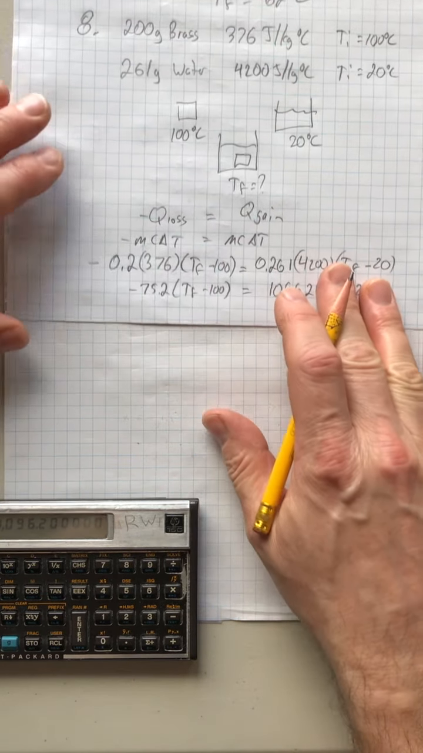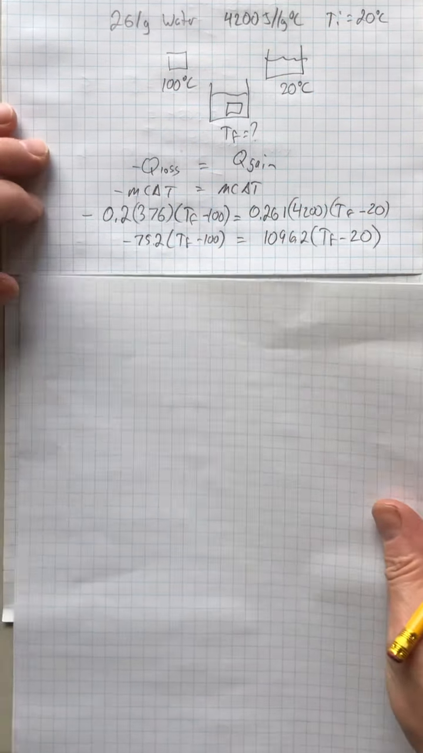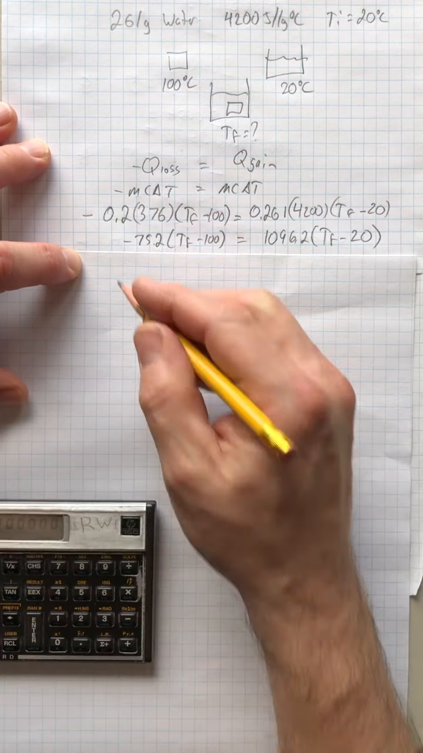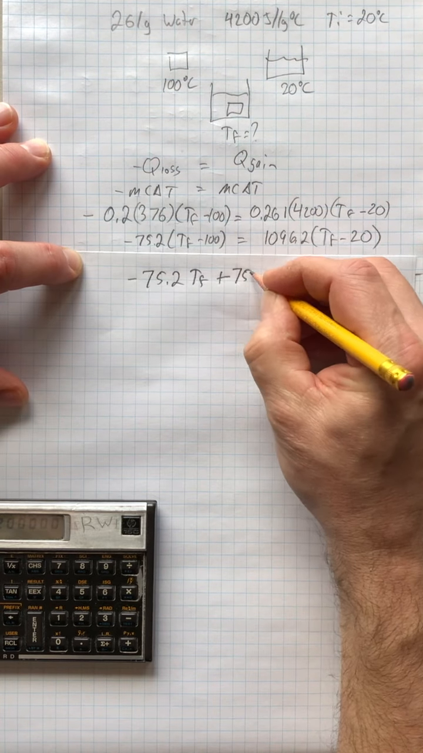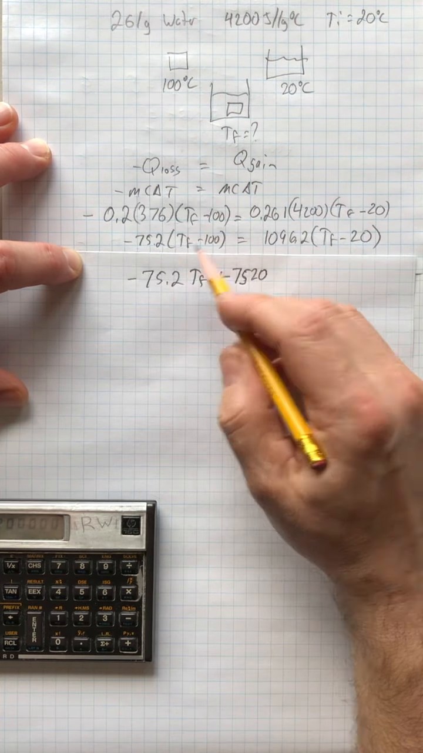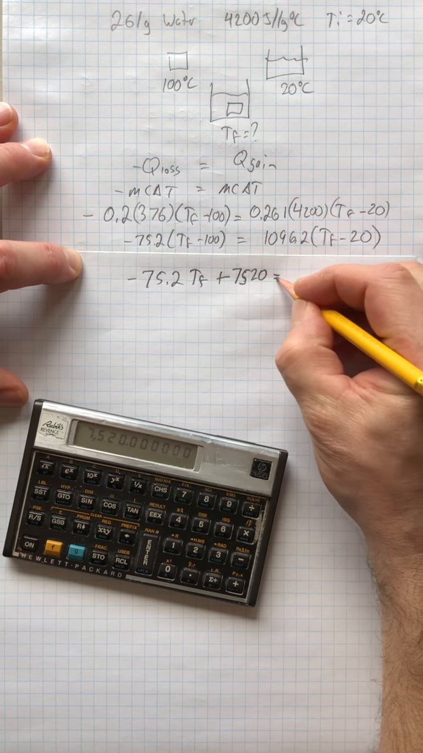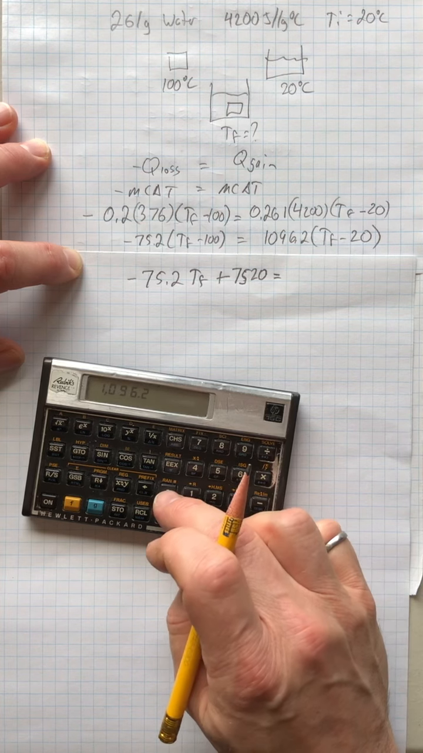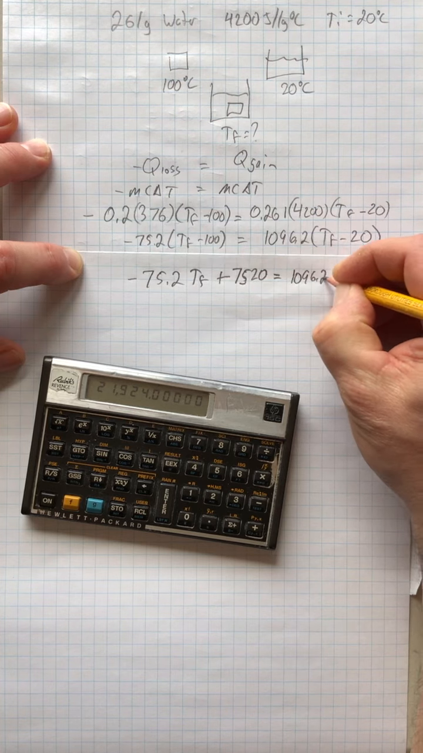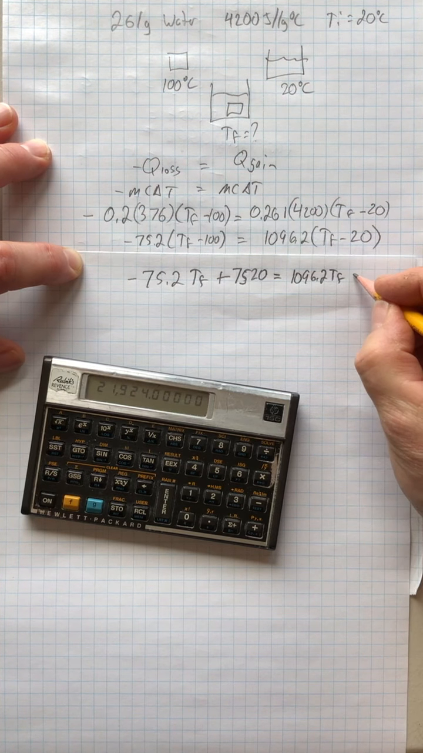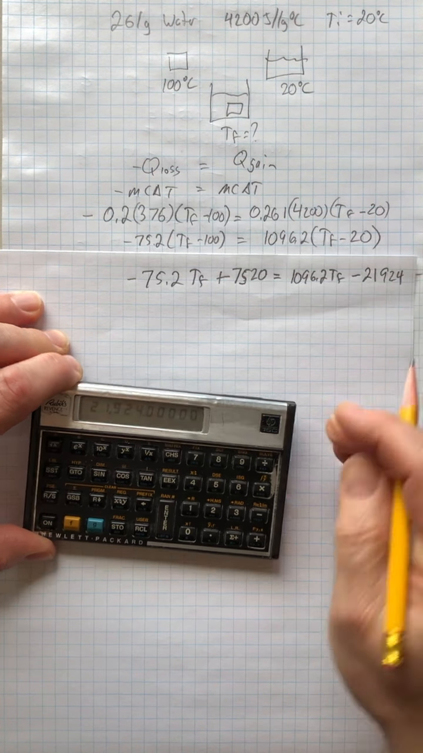Let's take it up to the top. We'll continue it here. So this would be minus 75.2 TF plus 7520. Just double check my math, good. Equals 1096.2 times 20, plus minus 21,924. Let's collect some terms.